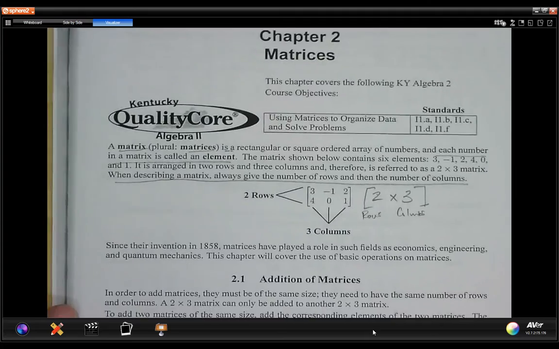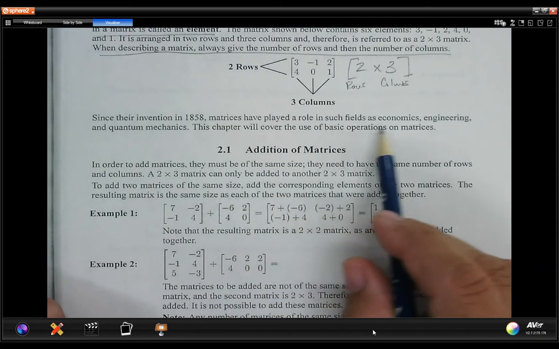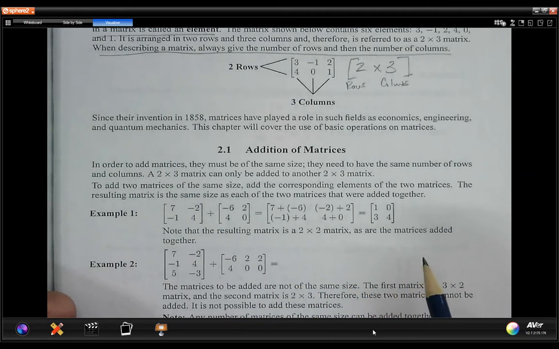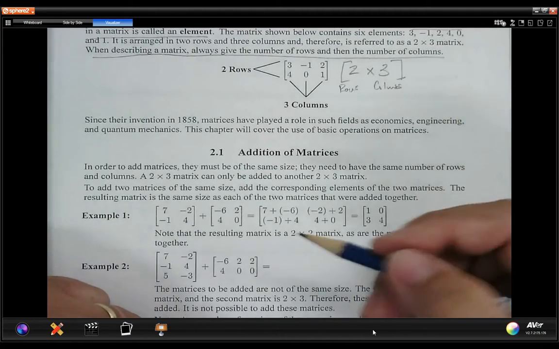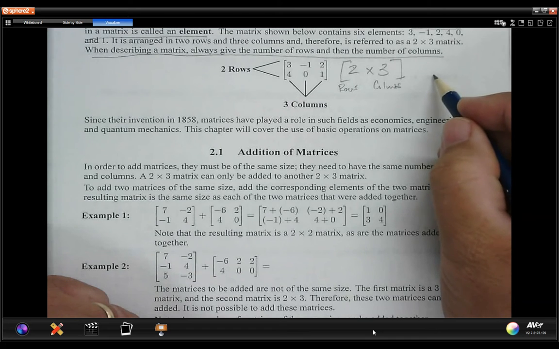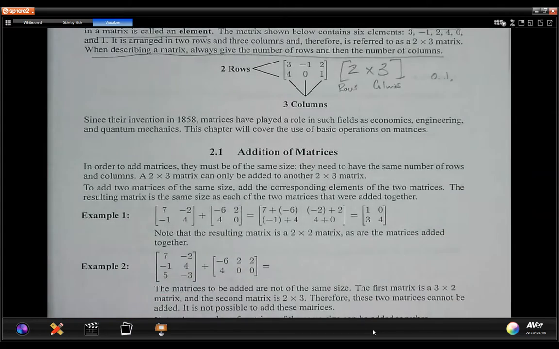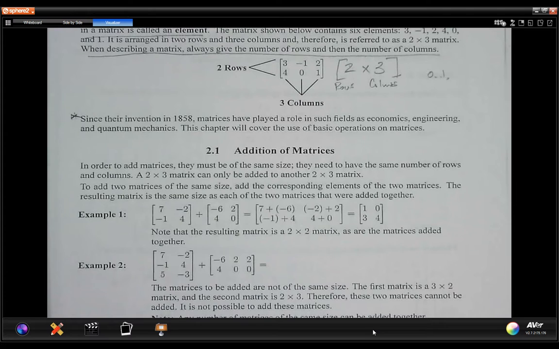One of the neat things that it talks about here is that since their invention in 1858, matrices have played a role in such fields as economics, engineering, and quantum mechanics. And one thing to think about if you're kind of a geek and like computers: binary code is actually your computer. When you look at, for instance, this video that you're watching right now, it's converted into digital media. Well, binary code in computers is all just a bunch of zeros and ones in different orders. The programs they use are just a bunch of zeros and ones put in different orders. So they use this a whole lot in computer programming, and it really is useful. If you get into those type fields, then you're going to be using matrices quite a bit.